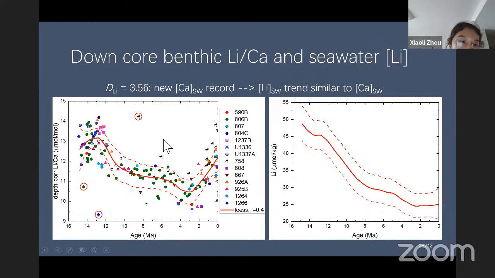So here I show you a record of the downcore record of lithium-calcium ratio in the foram on the left. And on the right, I combined this lithium-calcium record with our new calcium record. So this shows you in the last 15 million years, the lithium concentration in the seawater has been decreasing. So this can also be explained by the decreasing weathering flux and the decreasing hydrothermal flux.